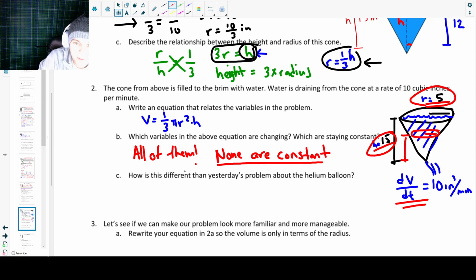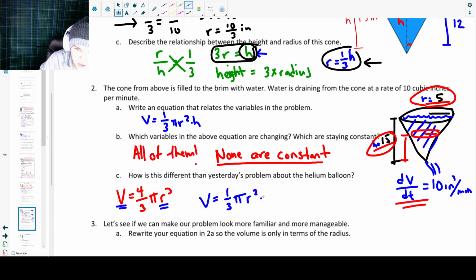All right. How is this different than yesterday's problem with the helium balloon? How is this different? The problem yesterday, we had a volume formula like this, right? Volume equals 4/3 pi r cubed. That's our volume of the sphere. And you'll notice that our volume is only dependent on the radius, versus now we have a formula where volume is dependent on two things, which are both changing. We have both the radius and the height. So that's going to make a little bit of a difference here.